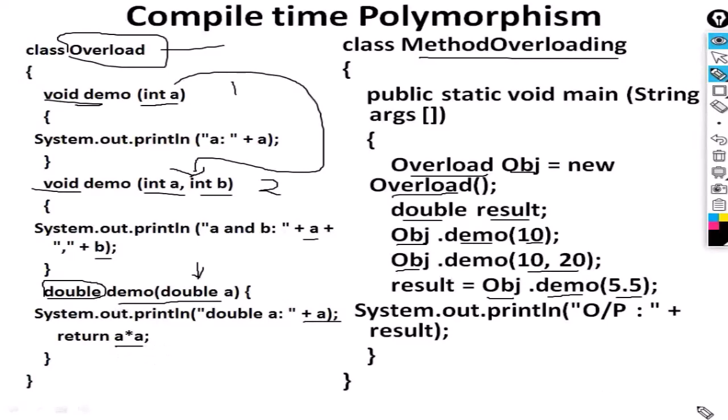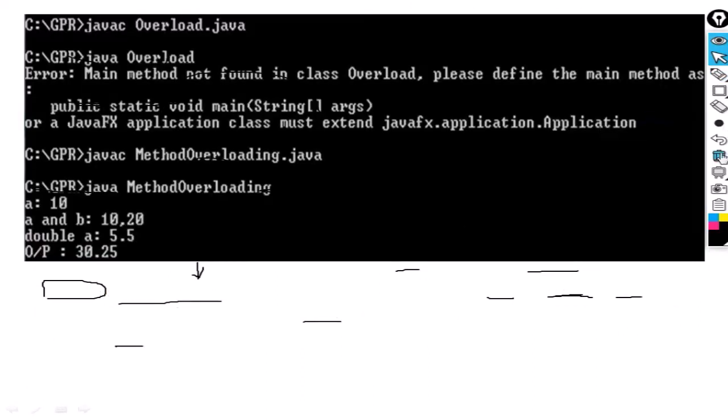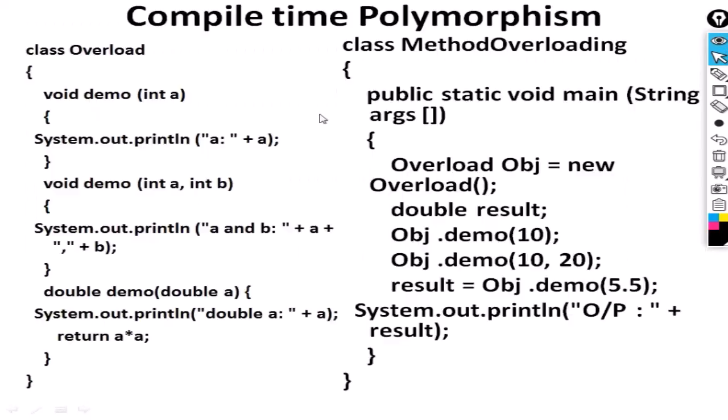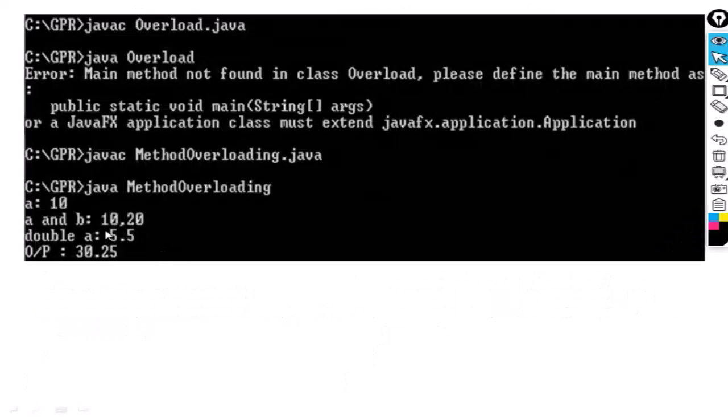Whenever you call the method called demo, it has to return the value because it is not a void. It will be returning the value, and finally it is going to print the output. The first one is demo(10), so 10 will be printed from System.out.println, as the value is passed as it is. Next, whatever the two values passed, 10 and 20, will be printed.